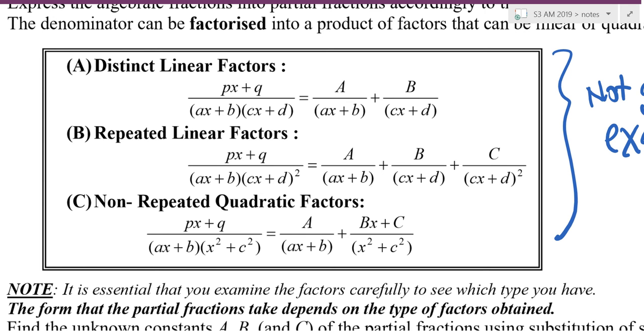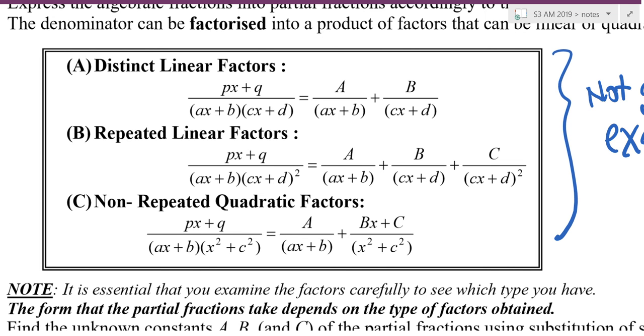If you cannot recognize the type, also GG, don't need to do. First type is called distinct. Distinct means different. Different linear factors. Now, if you look at these two, this is AX plus B. This is CX plus D. In exam, you will see it in terms of number. Example, x plus 1, x minus 2, 2x plus 1, 3x minus 4, like linear.